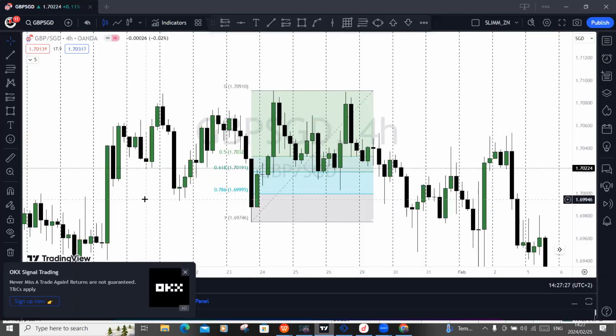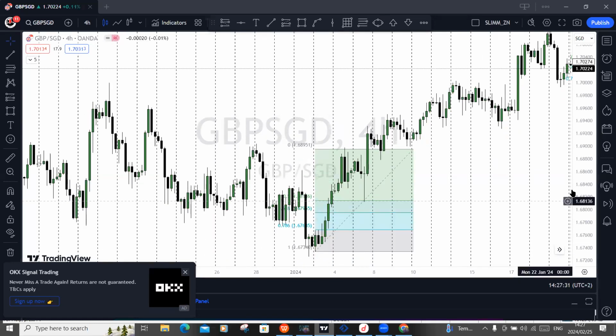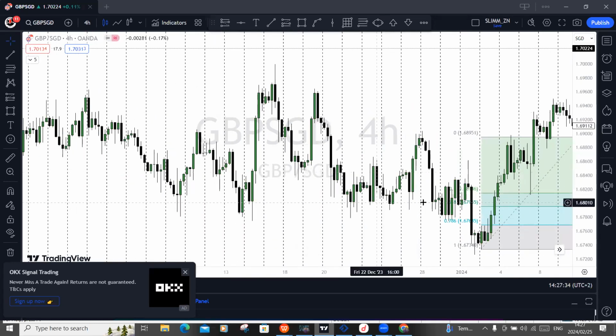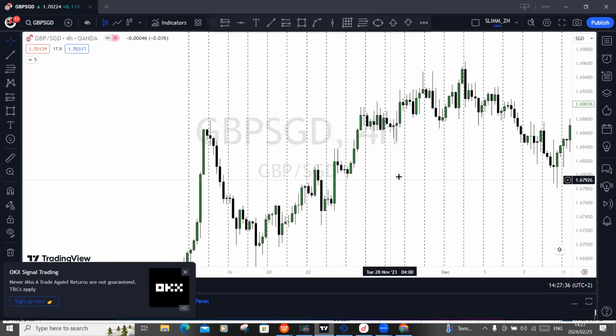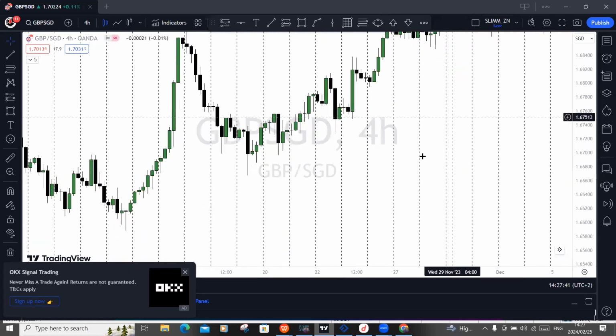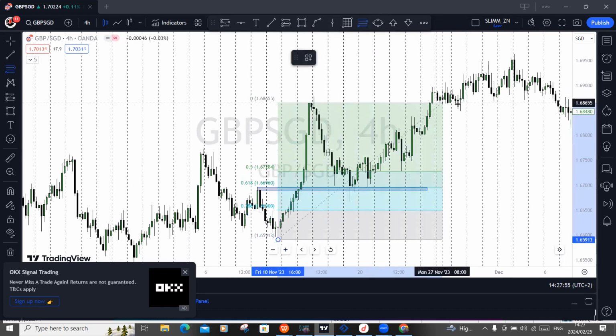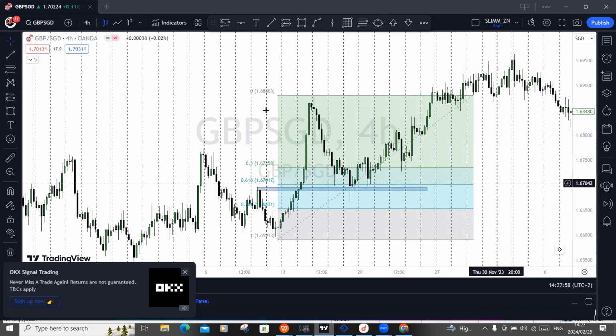Going back to the naked chart, staying with the GBP SGD. Naked charts, I love them because I can line up my fib clearly without anything hindering my view or my anticipation. Okay, so here we are trading up. We've got a zone. This is a huge impulsive move to the top side. If you line up your fib, looking for a continuation, price gets into the zone.